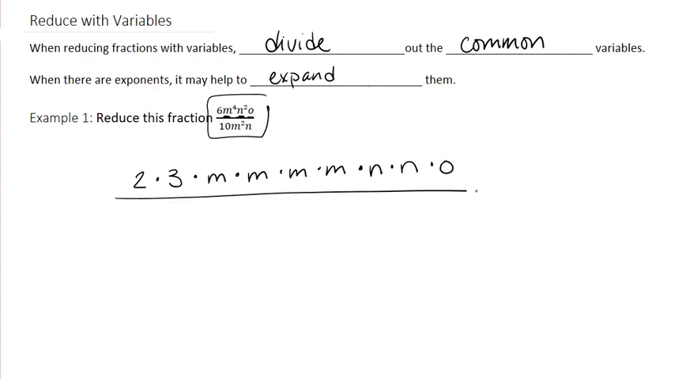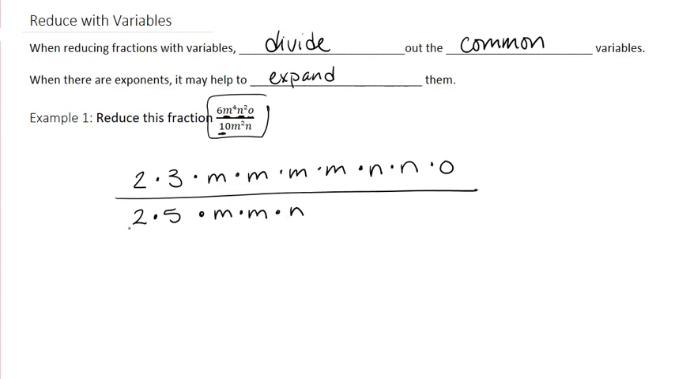Then we're going to go to the bottom and do the same thing. So now we have 10 though. So that can be written as 2 and 5. And then we have 2 m's. And then we have 1 n. Then, as we have expanded our fraction, we can now divide out common factors.